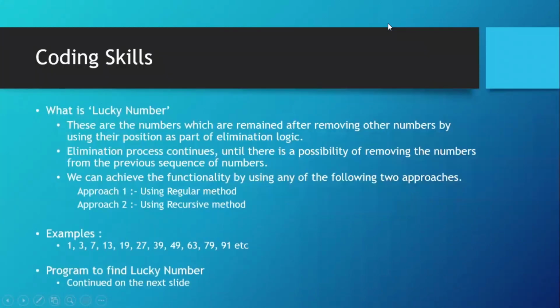What is lucky number? These are the numbers which remain after removing other numbers by using their position as part of the elimination logic. Basically, the elimination process continues until there is a possibility of removing the numbers from the previous sequence of numbers. So we can achieve the functionality by using the following two approaches: using a regular method and by using the recursive method. As can be seen on my screen, following are a few lucky numbers which are under 100.